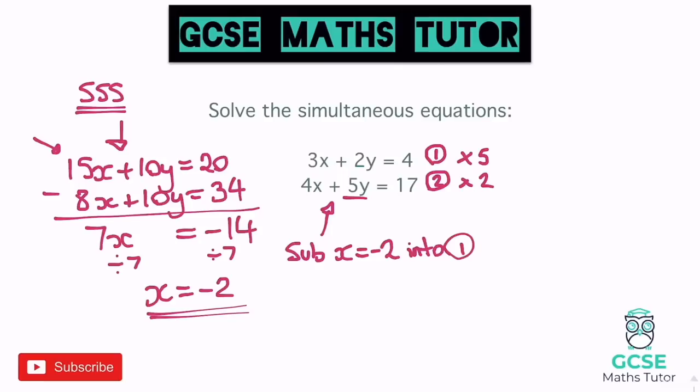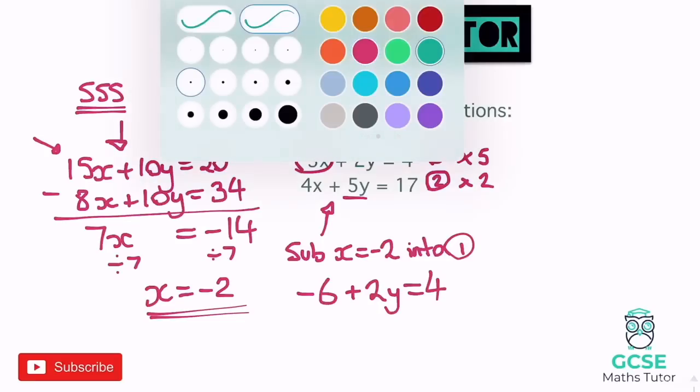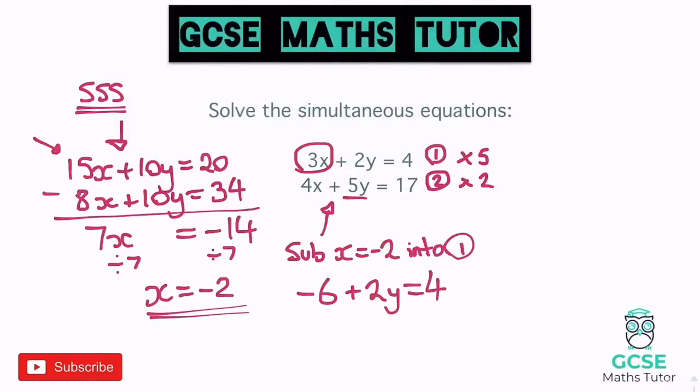So subbing it in, we've got 3 lots of x, I'm just going to circle that here at the start, so 3 lots of this negative 2 is negative 6. You can write this working out down if you want. I just think that one's okay just to do in your head. So 3 lots of negative 2 is negative 6, plus the 2y equals 4. And now we just need to go about actually solving this. So we've got negative 6, add 2y equals 4.